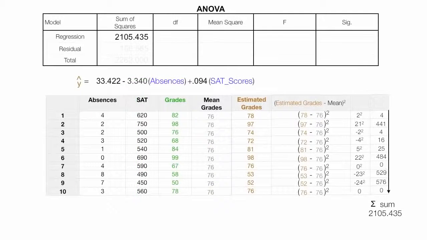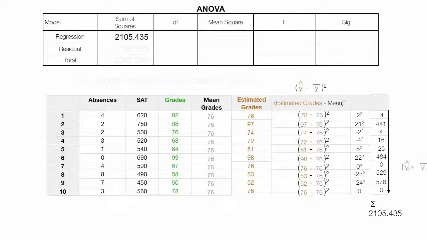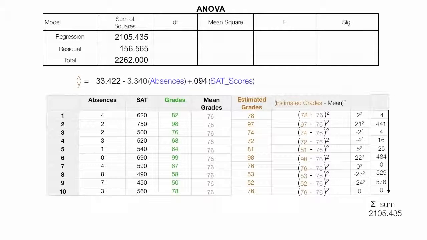We're looking at the distance between the estimate and the mean. And again, your professor is probably using some type of notation, and your book does. The notation is y hat for estimated grades minus y bar for the mean. So you'll see in your book, and your professor probably uses this notation, the sum of y hat minus y bar squared. Something like that.